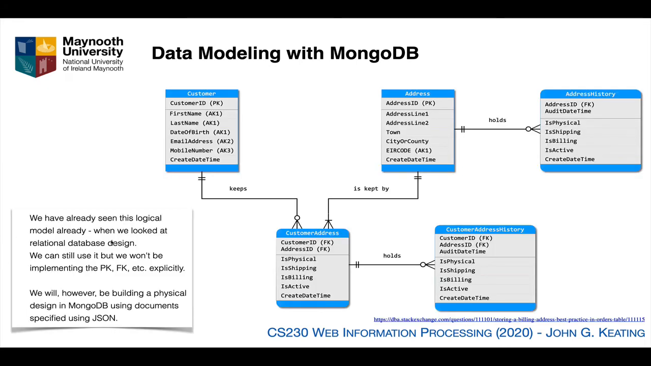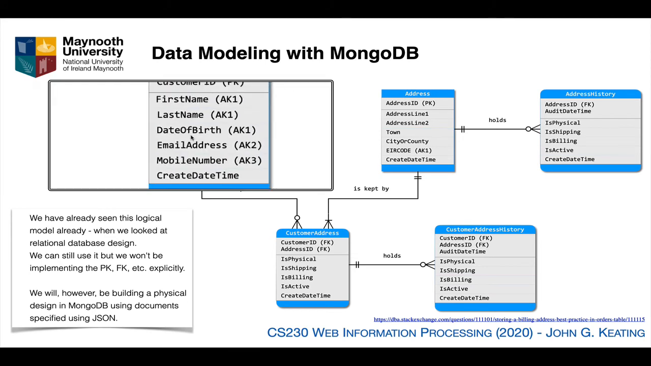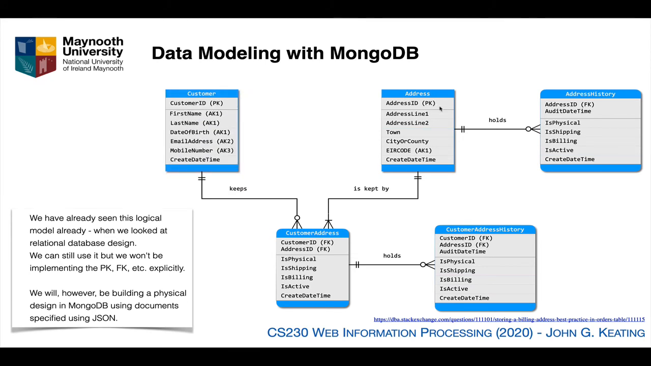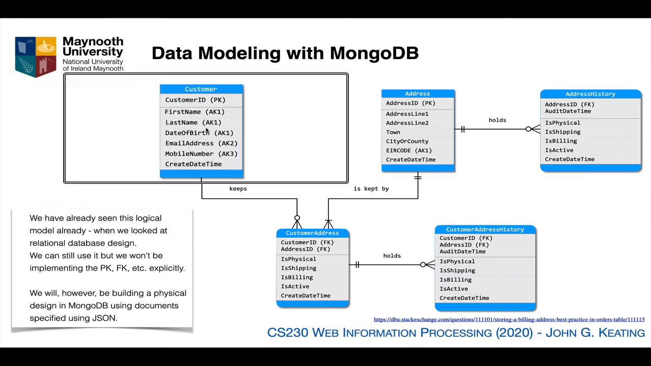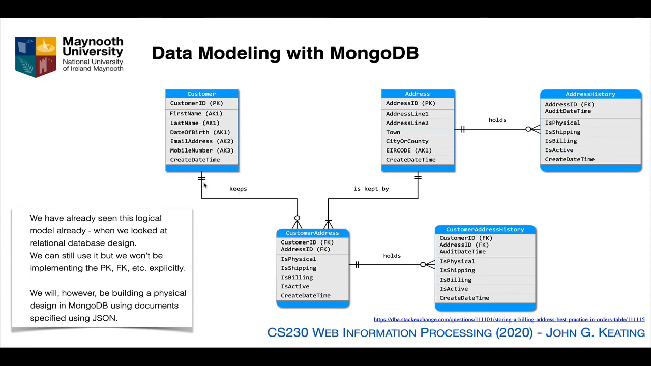And remember, we've seen this logical design already. We can still use it. We can still have a sense of understanding the entities. So we don't throw out this data model; we can look at the entities, we can look at the relationships between them, and then we decide how we will physically realize these. It's not like you have to forget all that stuff. This helps us with understanding cardinality, and we need to be able to do that. The thing is that we're going to be designing a physical database in MongoDB, and we're going to be using documents specified using JSON rather than database tables.